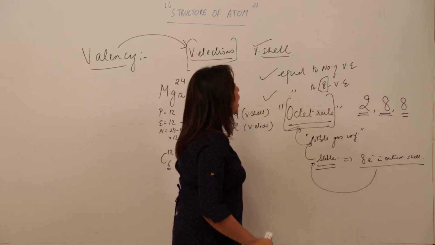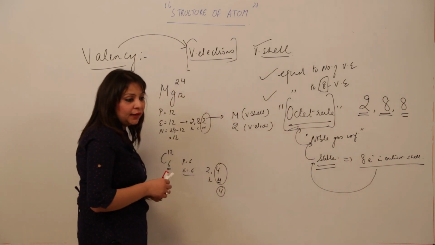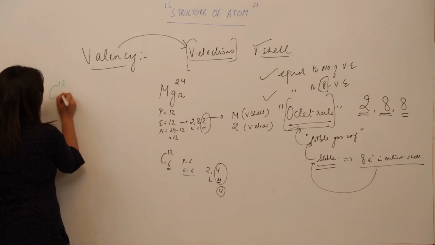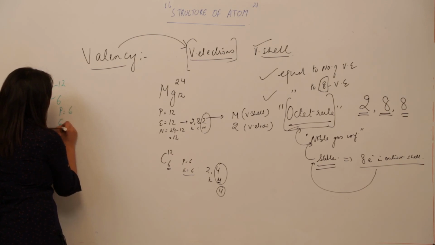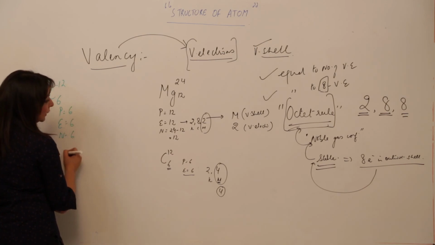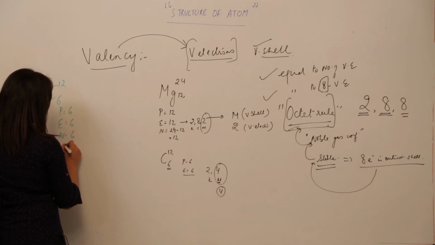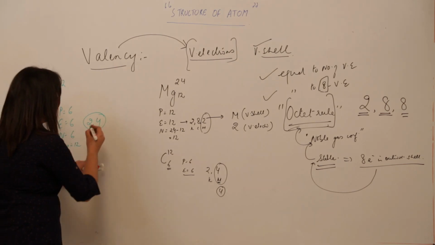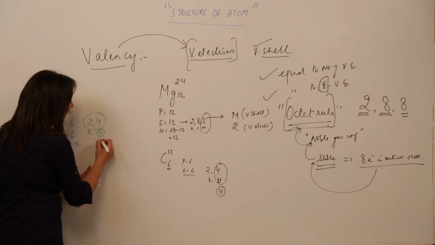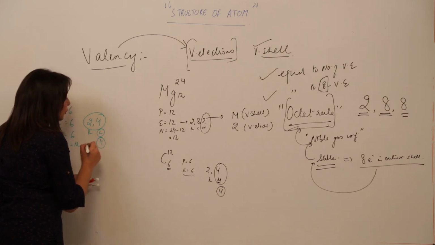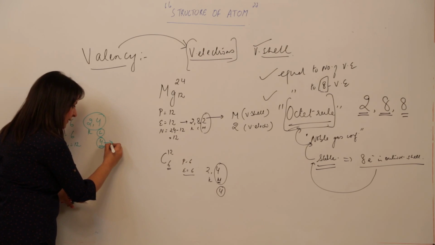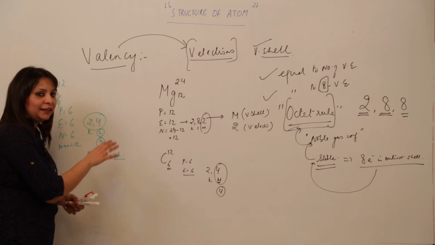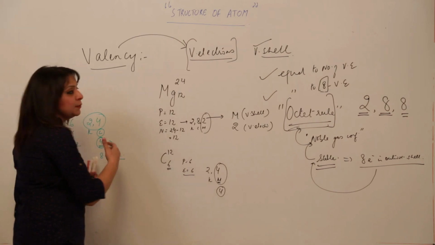So the next step is how we determine the valency of any element. For example, I am taking carbon again, C12: protons 6, electrons 6, neutrons 6, mass number 12, electronic configuration 2, 4. So the valence shell is L, the valence electron is 4. So valency is equal to either this valence electron or 8 minus the valence electron. Because it is 4, it can either lose or gain electrons. For your simplicity, we will be doing it later.